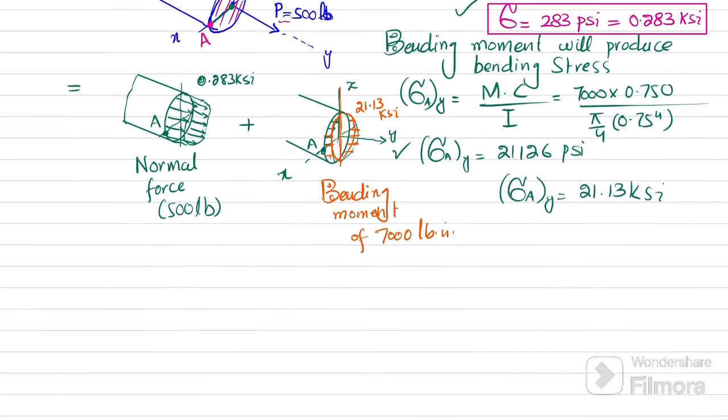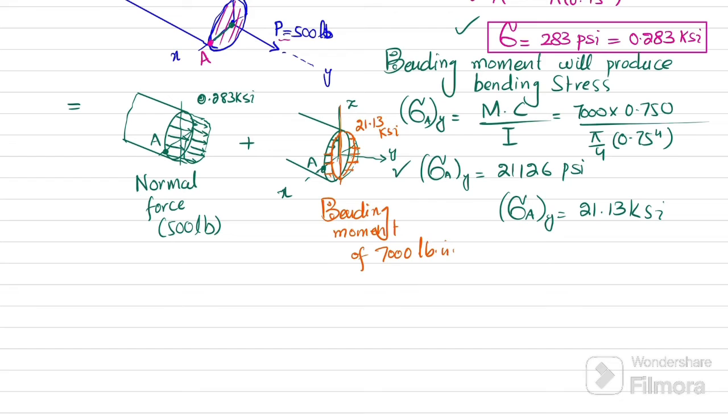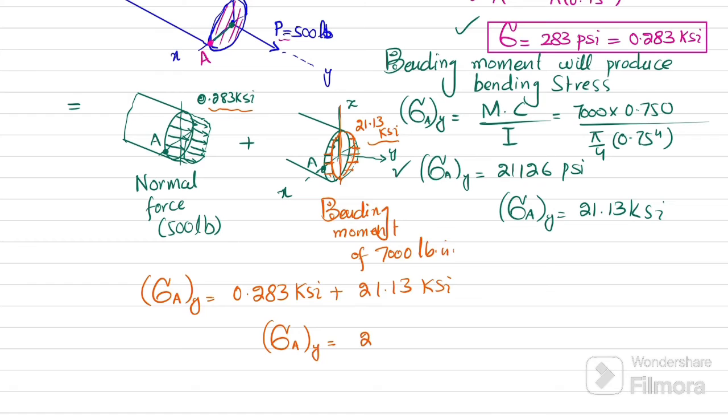And if you want to draw the state of stress at point A, you have to add them both. So the state of stress at point A in the direction of y is equal to the normal force stress, which is in the positive y direction, 0.283 ksi, plus this bending stress in the y direction, 21.13 ksi. When you add them, the stress at point A in the direction of y will become equal to 21.4 ksi.